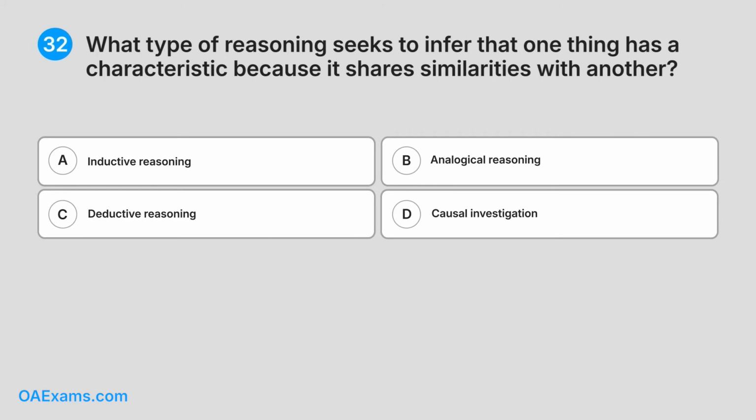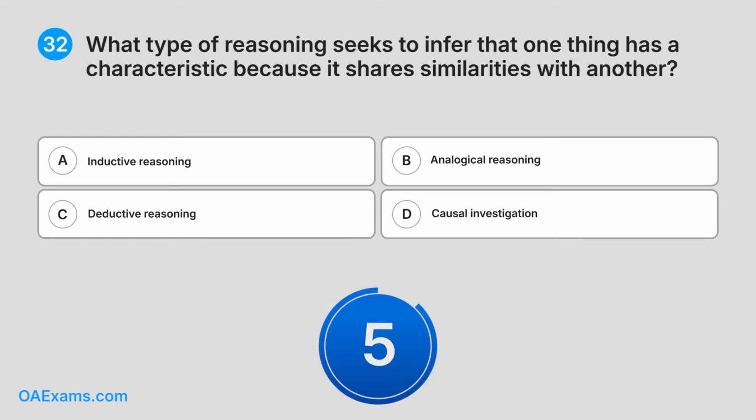What type of reasoning seeks to infer that one thing has a characteristic because it shares similarities with another? A. Inductive reasoning. B. Analogical reasoning. C. Deductive reasoning. D. Causal investigation. Do you know the answer?